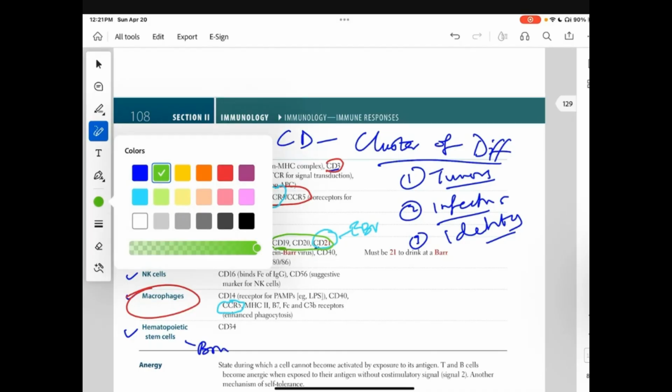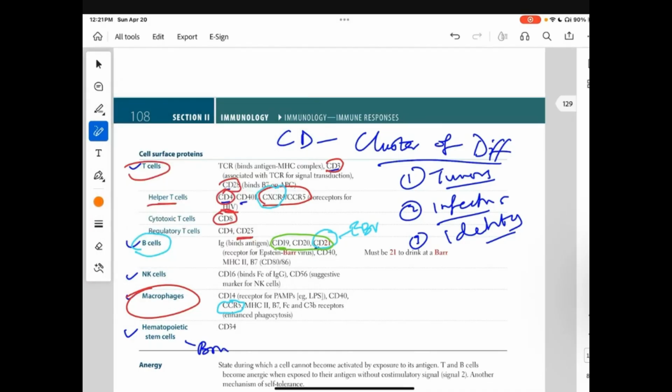And then for the others, NK cells, remember we talked about it previously. We said CD16 is an Fc receptor that binds to the Fc portion of immunoglobulins. So NK cells have two main markers, CD56 and CD16. And then, moving on to macrophages, whenever you hear CD14, they are talking about macrophages.